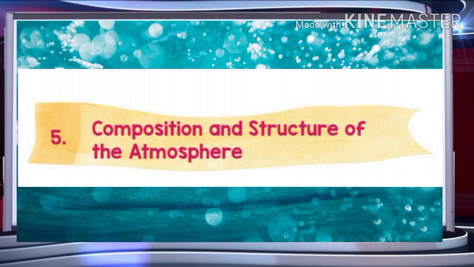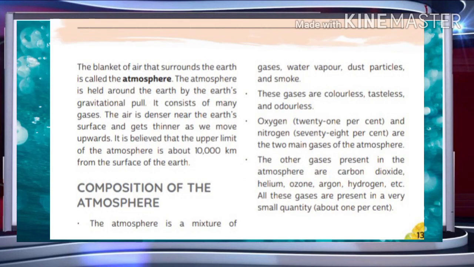Children, today's topic is composition and structure of the atmosphere. The blanket of air that surrounds the earth is known as atmosphere. Atmosphere is basically a mixture of gases, water vapors, dust particles, and smoke. These gases are colorless, tasteless, and odorless.